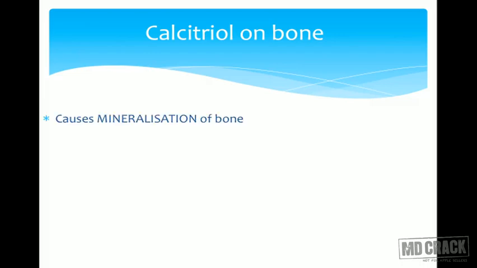What is the action of calcitriol on the bone? It causes mineralization of the bone. Now, mineralization of the bone is usually brought about by osteoblasts. Osteoblasts are responsible for the synthesis of bone. Osteoclasts are responsible for resorption or removal of the bone. Vitamin D actually has an action on both osteoblasts and osteoclasts. It all depends upon the calcium levels. If calcium levels are adequate, then vitamin D will cause mineralization. But if calcium levels are low, it will act indirectly on the osteoclast and cause mobilization of the bone. So its action on the bone depends upon the plasma calcium levels.